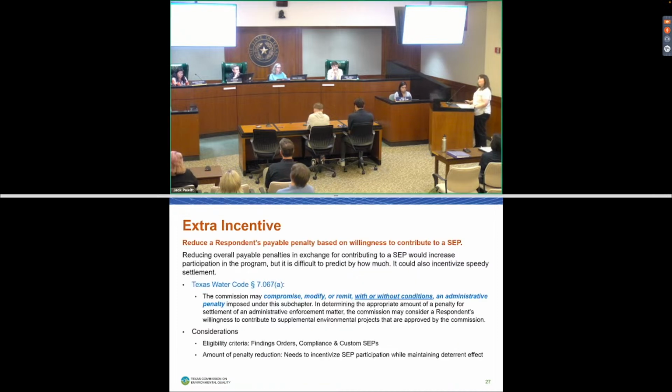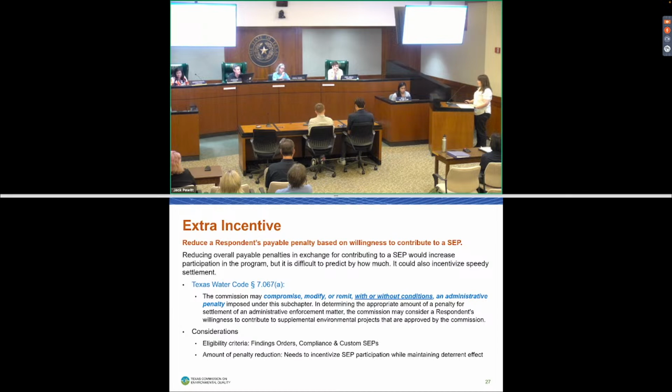Finally, our most fun option is the potential of providing an extra incentive to respondents based on their willingness to contribute to a SEP. Surprisingly, this is definitely authorized by the SEP statute, which y'all have the authority to reduce a respondent's payable penalty based on their willingness to contribute. It's difficult to say by how much this would increase participation, but I feel confident that it would. The SEP statute says that the commission may compromise, modify, or omit with or without conditions an administrative penalty imposed on the subchapter based on SEP participation.